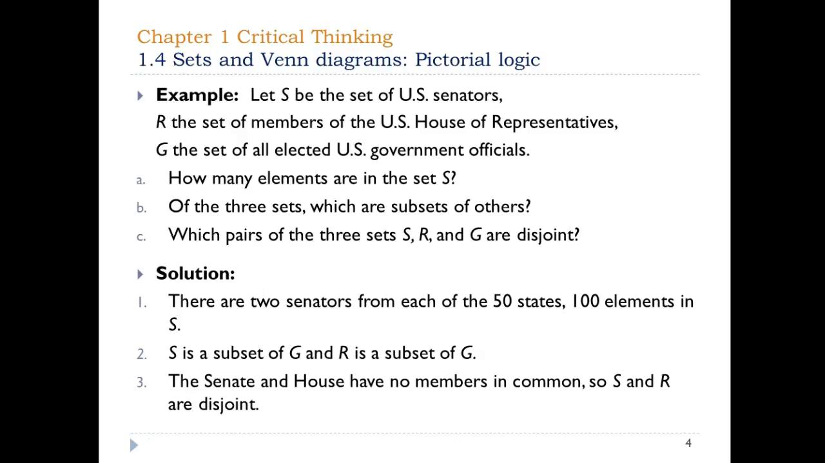Solution: there are two senators from each of the 50 states. There are 100 elements in S. S is a subset of G, and R is a subset of G because senators and representatives are all elected US government officials. The Senate and the House have no members in common, so S and R are disjoint.